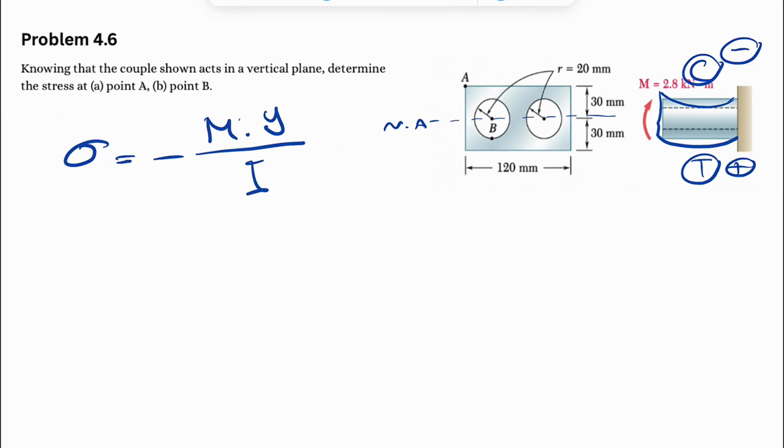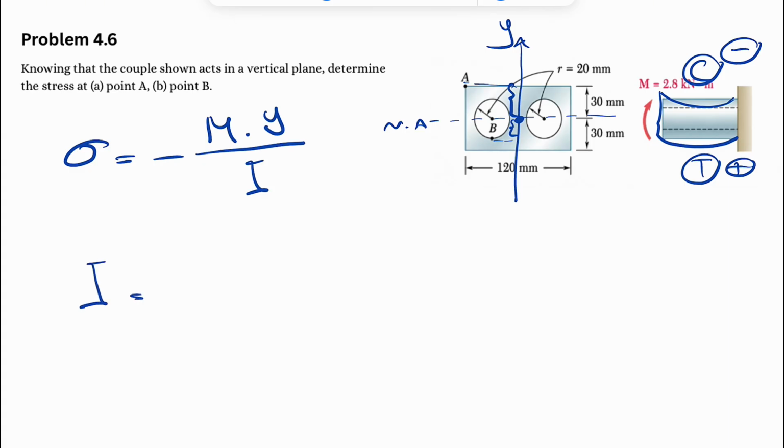So we have M as a given: 2.8 kilonewton meter. But we need to figure out y and the moment of inertia. The y is pretty simple because we have the neutral axis. Now we can call our y in this direction, and this is going to be our 0. So the y for A and y for B are pretty easy to figure out because we have all the dimensions. So let's find the moment of inertia in here.